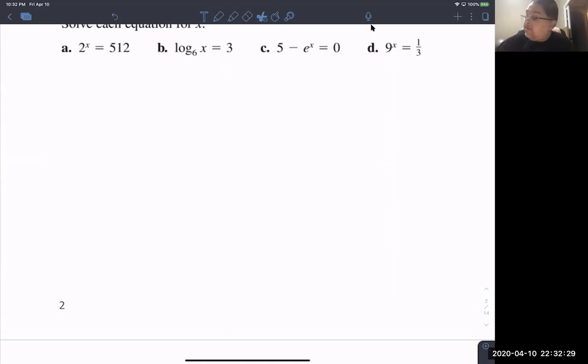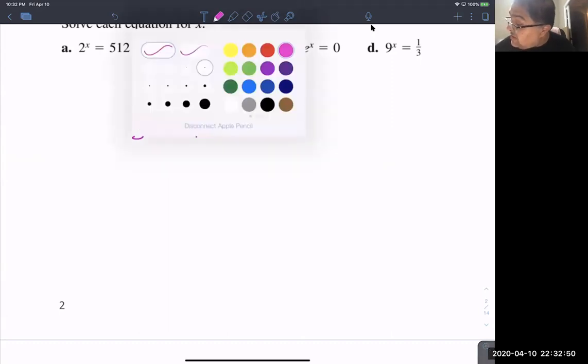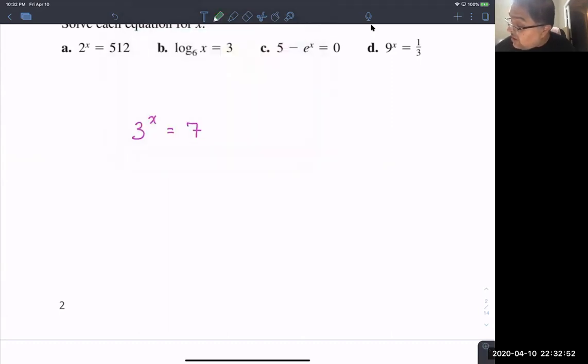So let's go back to the original problem. 3 to the x equals 7. Now I've established the fact that there is no integer exponent that I can raise 3 to get 7. So what do we do? Well, the inverse of 3 to the x is log base 3. So what I'm going to do is take the log base 3 of both sides.